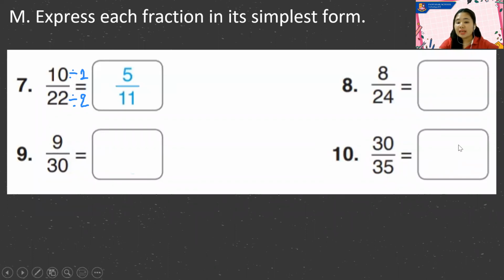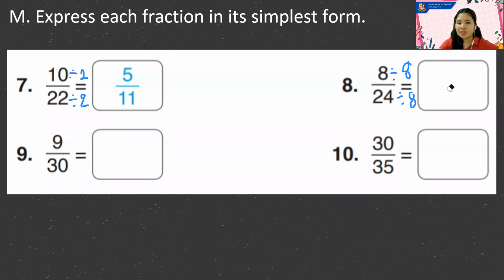Number 8, 8/24. What can you divide to 8 that you can divide to 24? That is 8 and 8 again. 8 divided by 8, the answer is 1. 24 divided by 8, the answer is 3. So the answer for number 8 is 1/3.